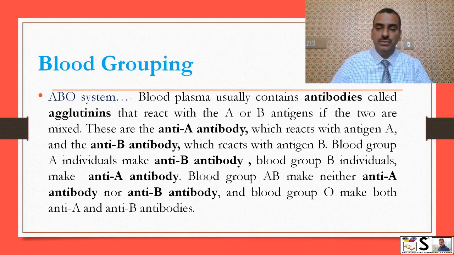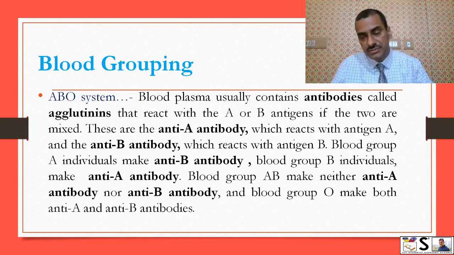The blood group A individuals make anti-B antibody. They do not make antibody against their own antigen, they make it against another. So the people who have blood group A will make the antibody B, which reacts with antigen B.